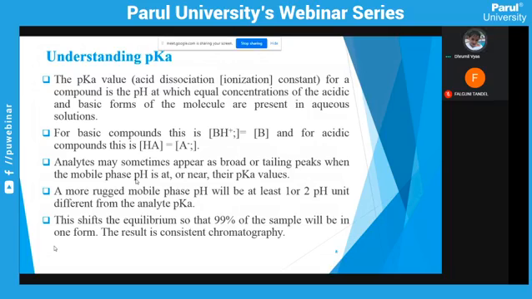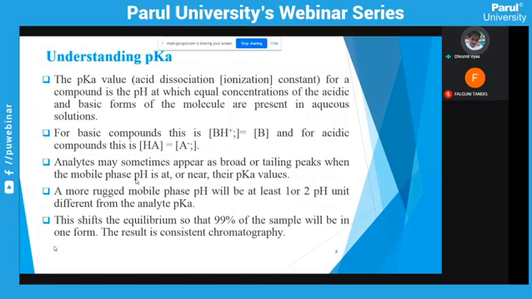Now I'll move to one of the most important parameters, and that is pKa, why it is required and what pKa is. I hope all of you are aware of what pKa is. pKa is the acid dissociation constant, the pH at which equal concentrations of the acidic and basic forms of the molecule are present in aqueous solution. It's a quantitative measure of the strength of an acid in solution.